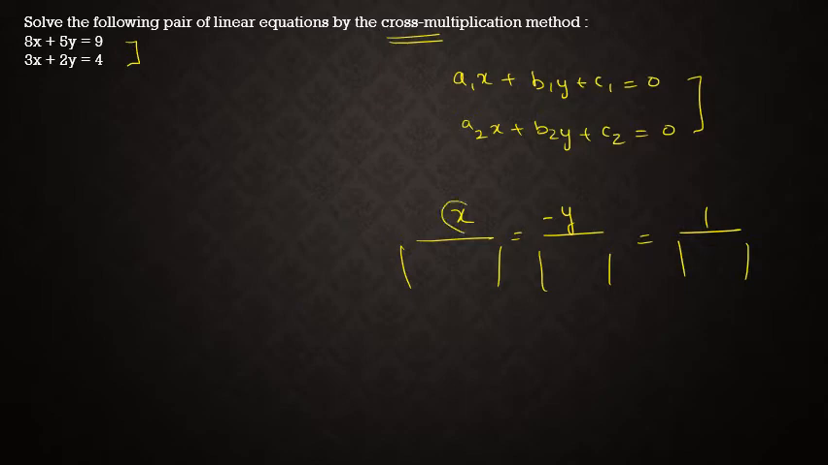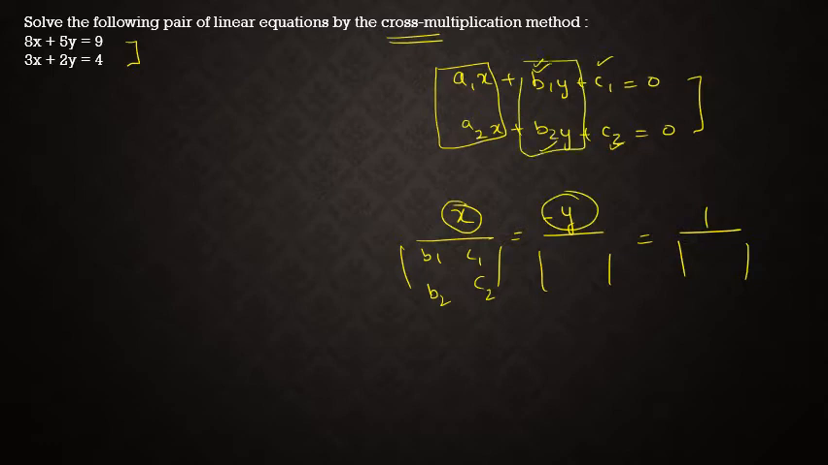let's say you have x in the numerator, so hide x and write all the other coefficients: b1, c1, b2, c2. Now if you have y here, hide y and use x and the others. So a1, c1, a2, c2. Then when you have 1, that means the constant, hide the constant and have a1, b1, a2, b2. Okay.